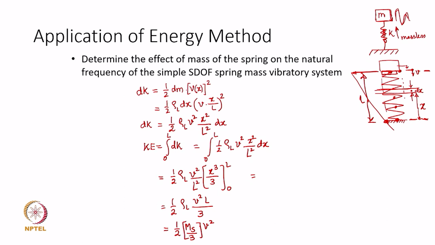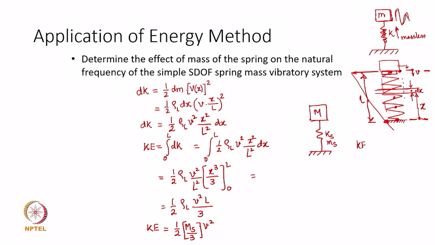So, half rho L into L is the mass of the spring times V square, divided by 3, right. What we can see here is that the spring itself has its own kinetic energy, given by half of 1/3 the mass of the spring times the square of the velocity of the mass. Now if I want to consider both mass as well as spring, the spring has its own stiffness, but it also has its own mass, and the mass supported by the spring is capital M.